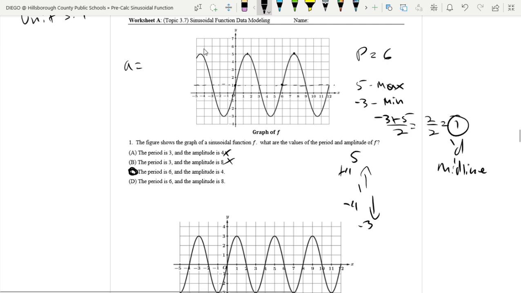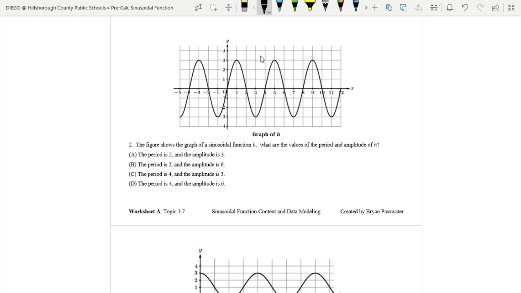Okay, so let's move on to the next problem. Okay guys, let's take a look at this problem. Number 2, the figure shows the graph of a sinusoidal function. What are the values of the period and the amplitude? This is the same problem we just did before, just with different numbers.